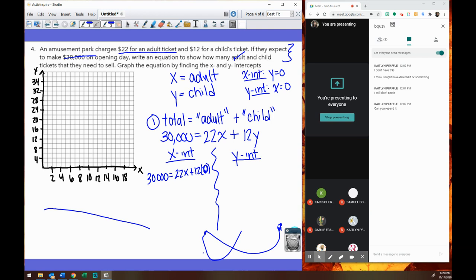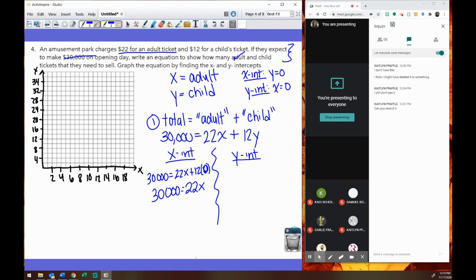Why does that make things easy? Why do I want to try to plug zeros into things? Because it makes it 30,000 equals 22x. Because mathematically, when I multiply anything by 0, it cancels out. So if I'm looking for my x-intercept, I can just ignore the entire y term. Because if y is 0, 12 times 0 just cancels out. So it just turns into your equation, 30,000 is equal to 22x.